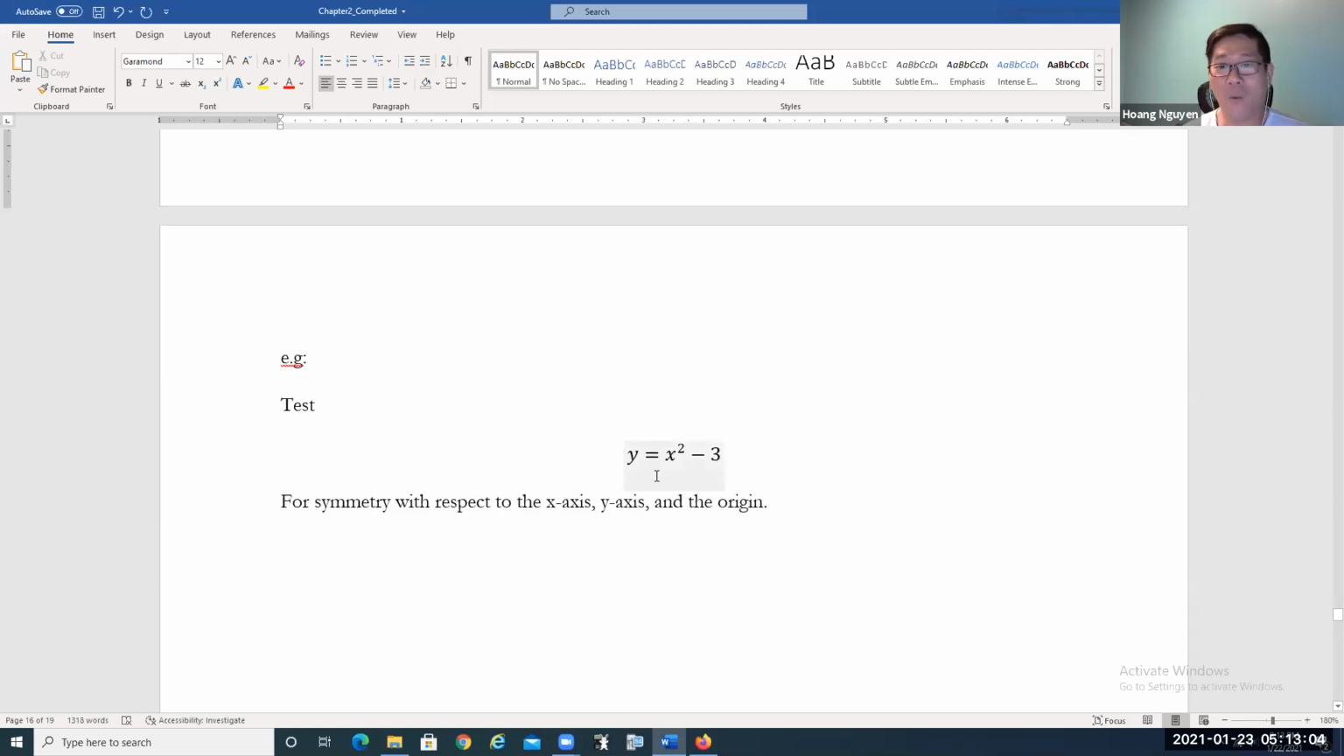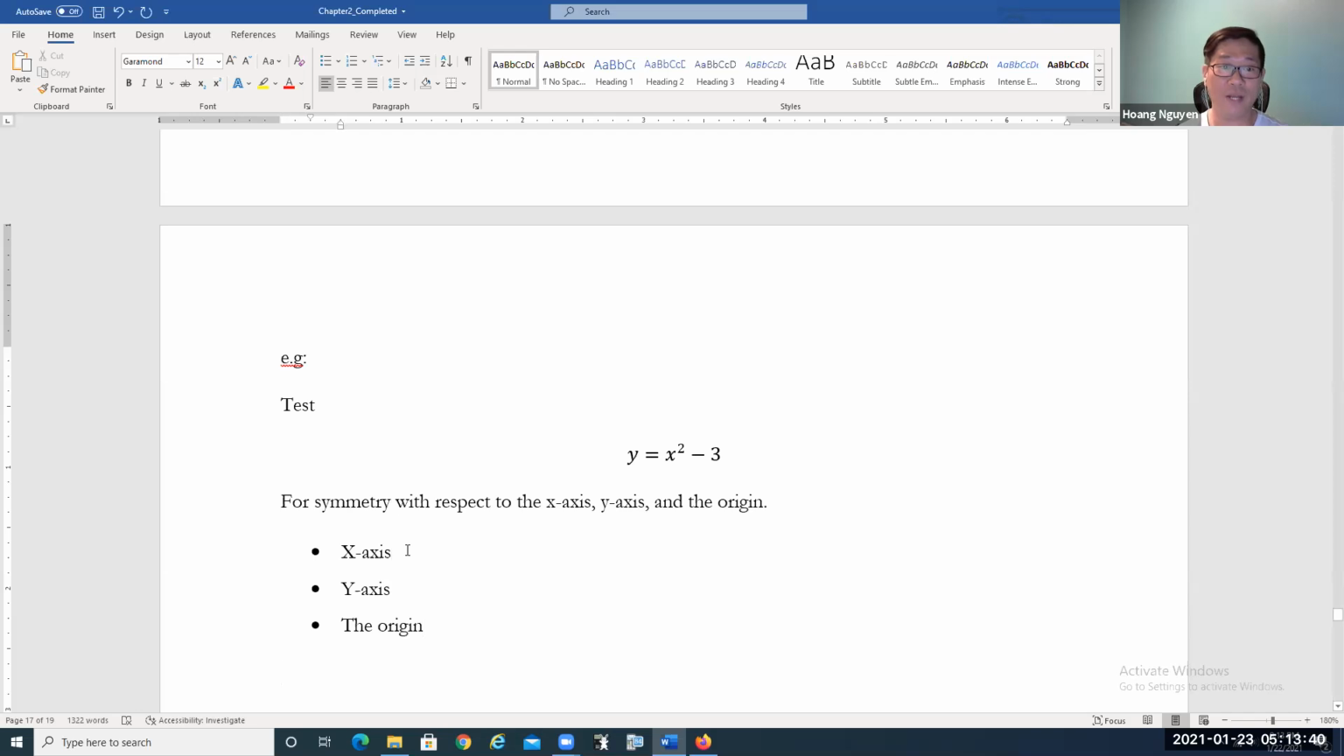Test y equals x squared minus 3. They give you this equation, y equals x squared minus 3. So test this equation for symmetry with respect to the x-axis, y-axis, and the origin. We're going to test for each of them. We're going to do the first one with respect to the x-axis. The second one is going to be the y-axis. And the third one is going to be the origin.